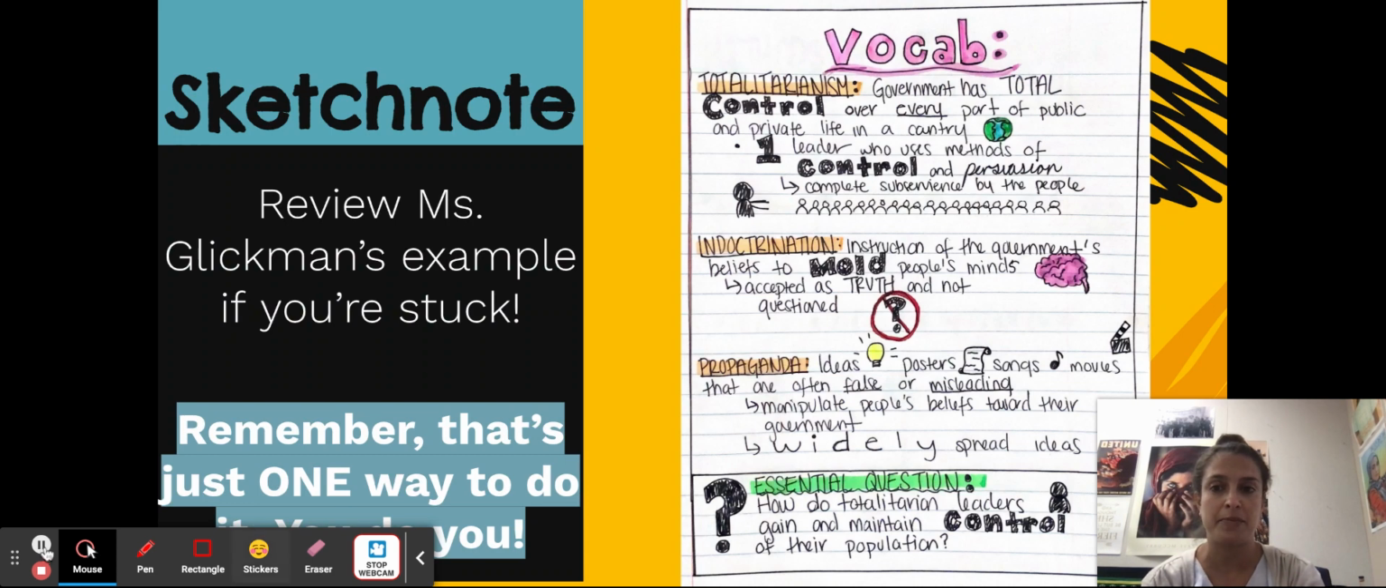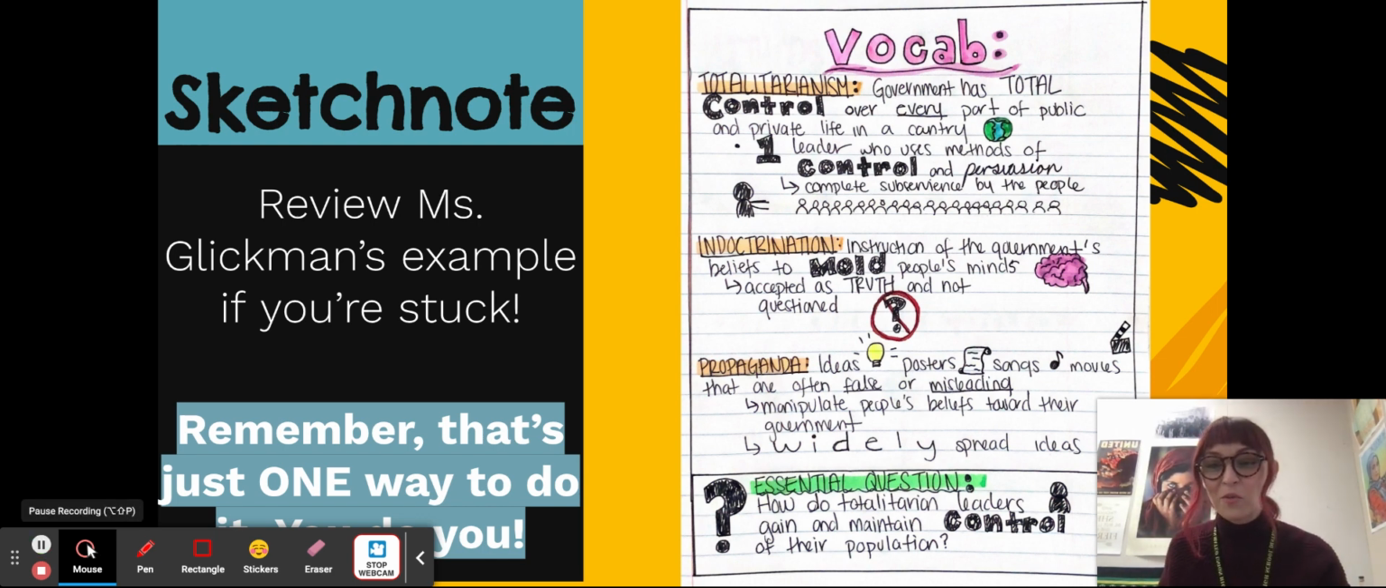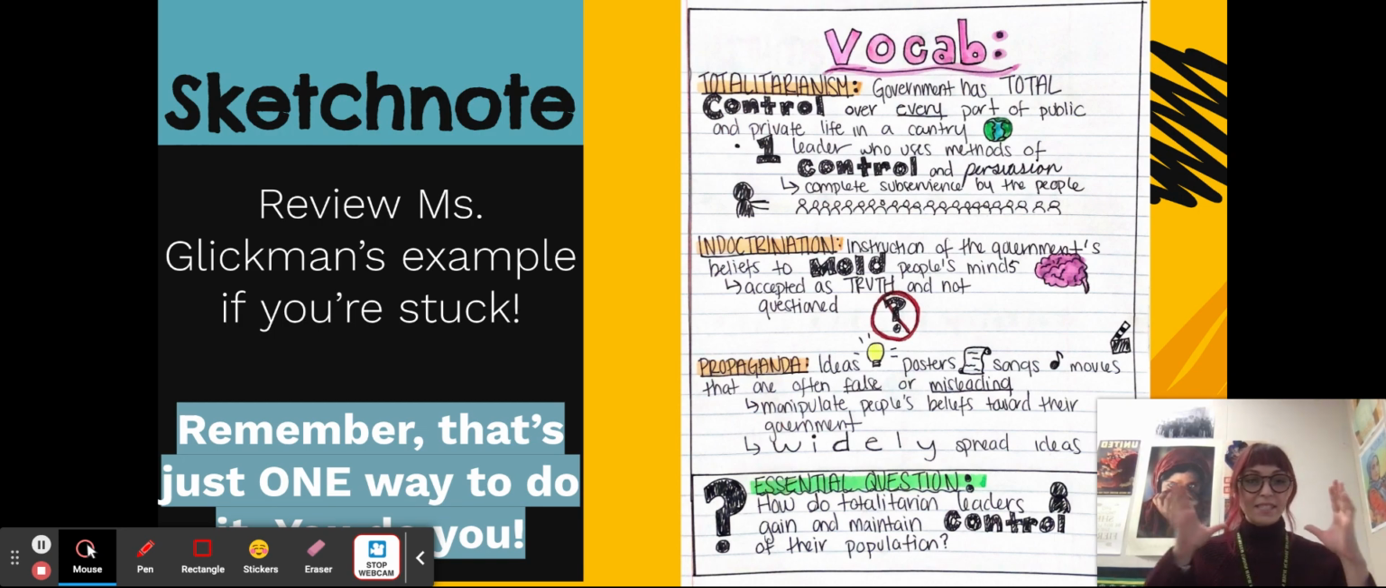Okay, I'm going to turn it over to Ms. Glickman, and she's going to explain how she made her sketch notes. Hello everyone, I miss you. I hope you are doing well. So here is an example of the sketch notes that I did for today's class. So I really wanted to find a way to make it clearly organized. So I just did simple boxes, and I did 2 pages. So I'll show you the next one on the next slide. But here I focused on the vocab. So you can see I put each of the 3 terms.